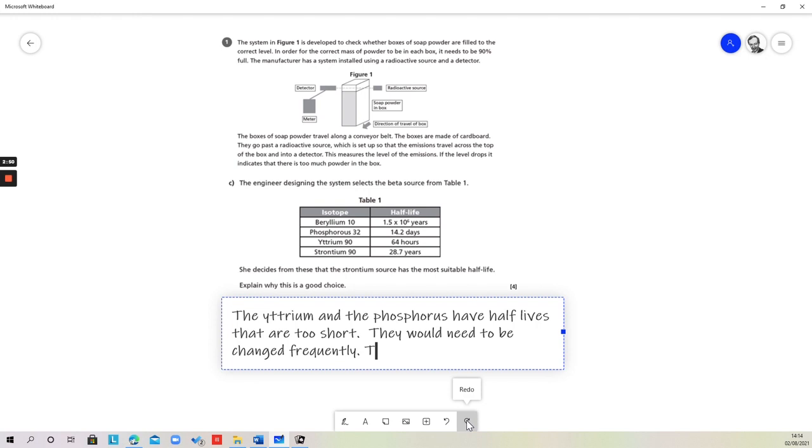Now, of course, that leaves us with another possibility, which is the beryllium. Now, again, we need to look at the half-life with this. As you can see, the beryllium has a half-life of 1.5 times 10 to the power 6. So that's 1.5 million years. So that's really the opposite problem. It's got an extremely long half-life. Well, of course, it's highly unlikely that any machine is going to last anything like 1.5 million years. So that's not going to be a good idea either.